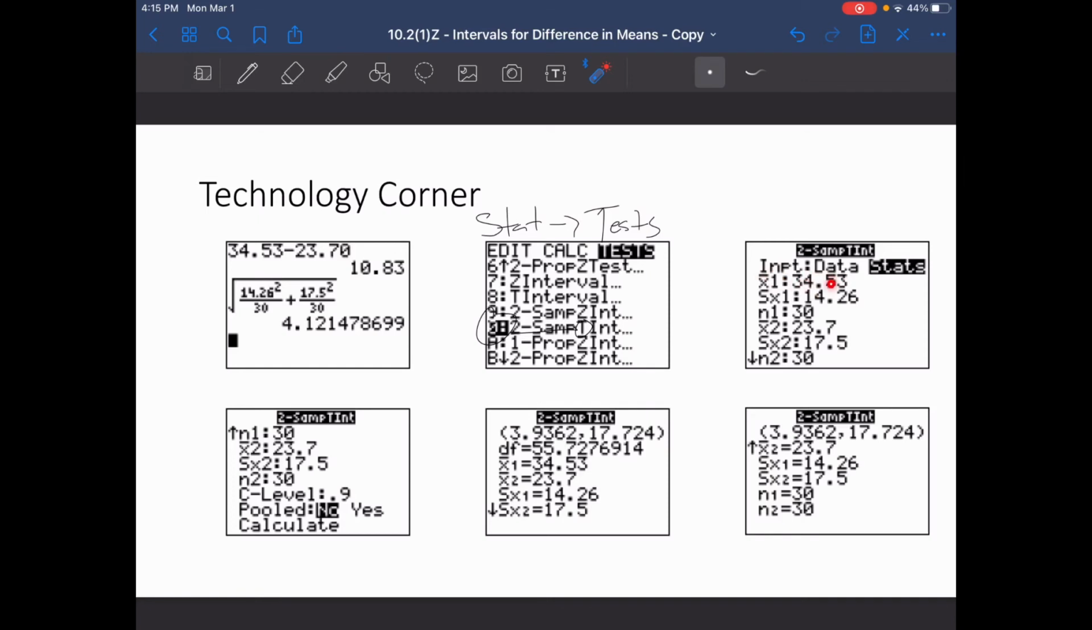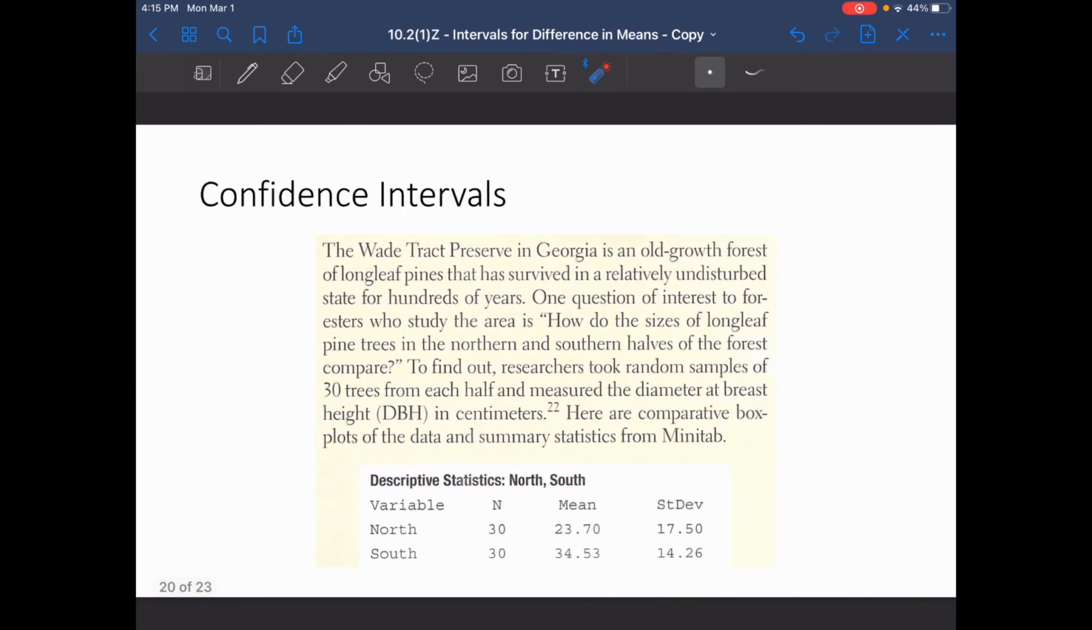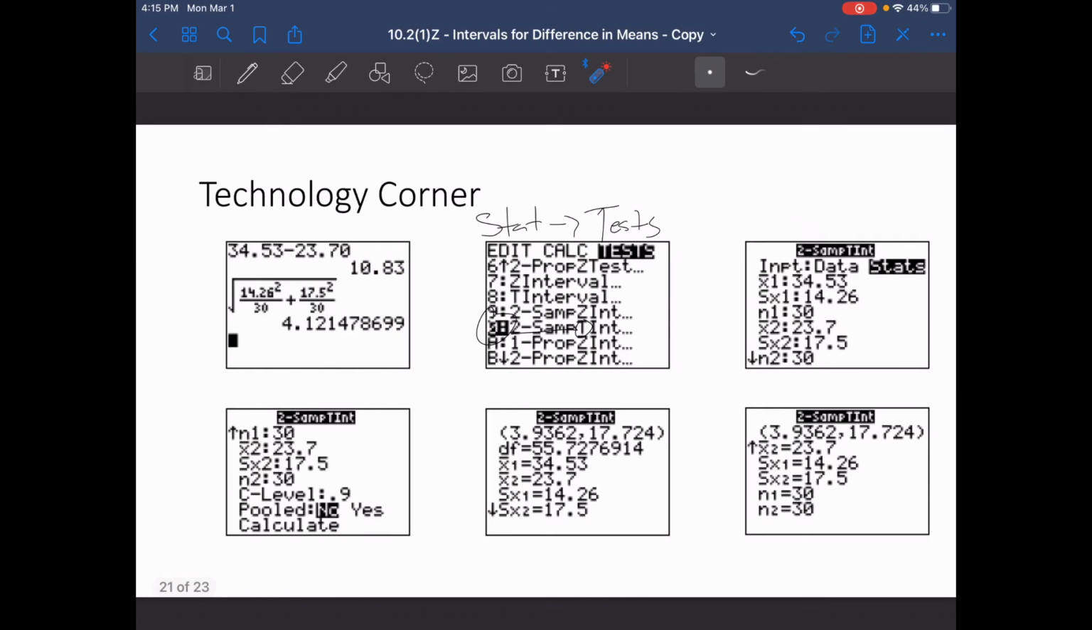For our southern trees, they had a mean of 34.53, so we want to enter that in. For our standard deviation 1, they had a standard deviation of 14.26, and there were 30 total southern trees in the sample. Our northern trees had a mean of 23.7 with a standard deviation of 17.5, and they had 30 total trees in the sample. From there, we want to enter in our confidence level. Let's say that we're trying to find something at a 90% confidence level, which they don't tell us in this problem.